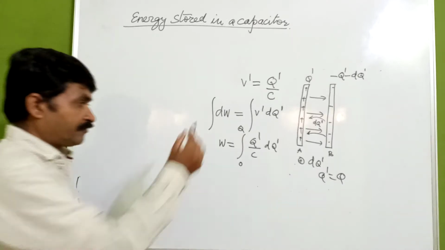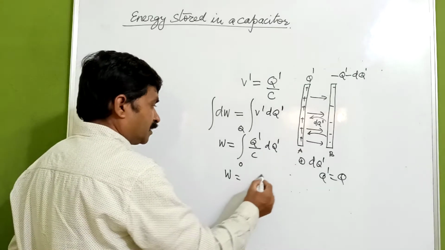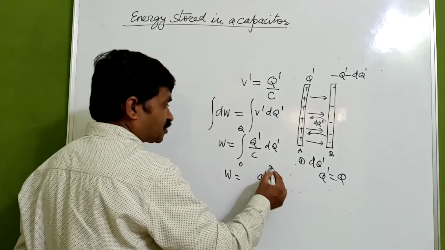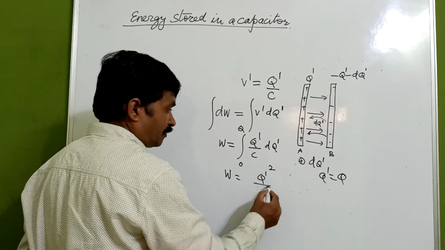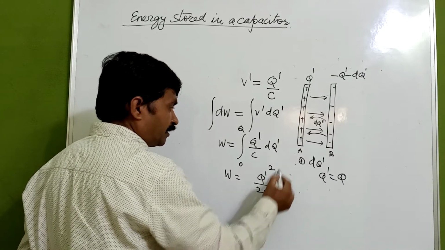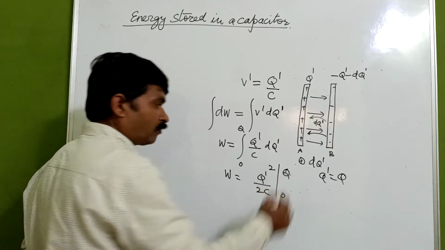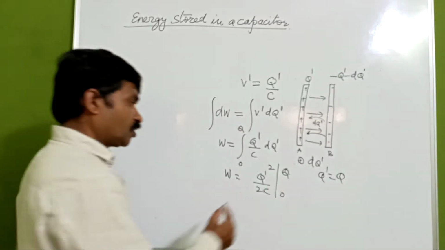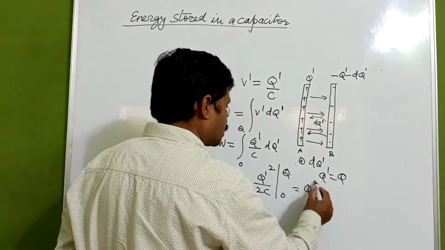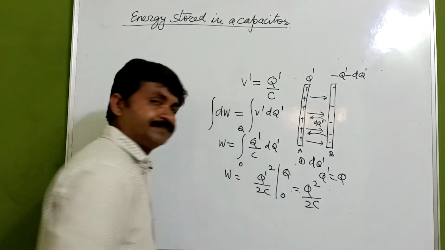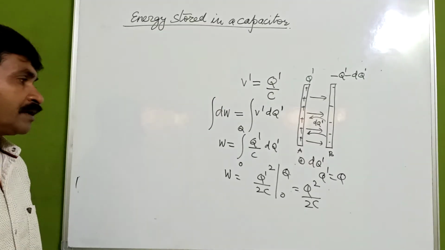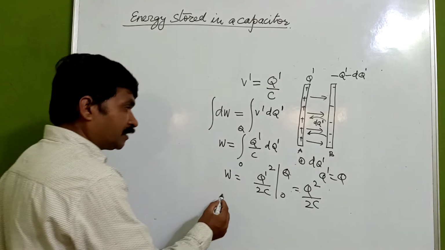Now if we calculate it, what we are getting is Q dash square upon 2C, from 0 to Q. So here what we are getting is Q square upon 2C. Q square upon 2C is the work done.